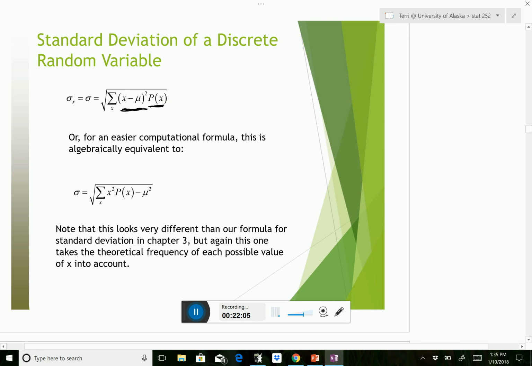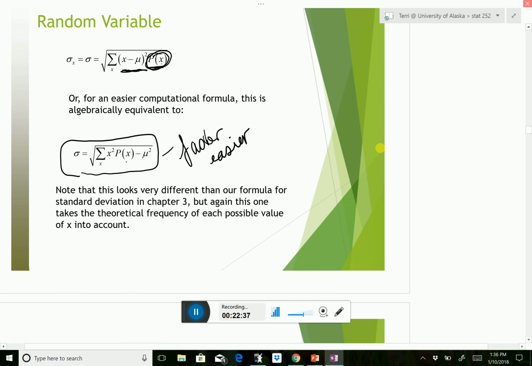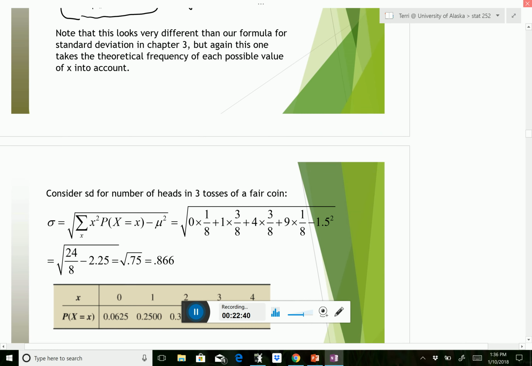Same idea, okay? Because remember, all we're doing is this is the frequency divided by the total anyway. So that's all we're doing right there, we're multiplying that by the frequency over the total. And an easier way to compute it is this right here. You can actually just take each data point, square it, times its probability, and then subtract off the mean squared, and then take the square root. It's a little bit faster and easier. Again, this is the same thing, just taking a different thing into account.